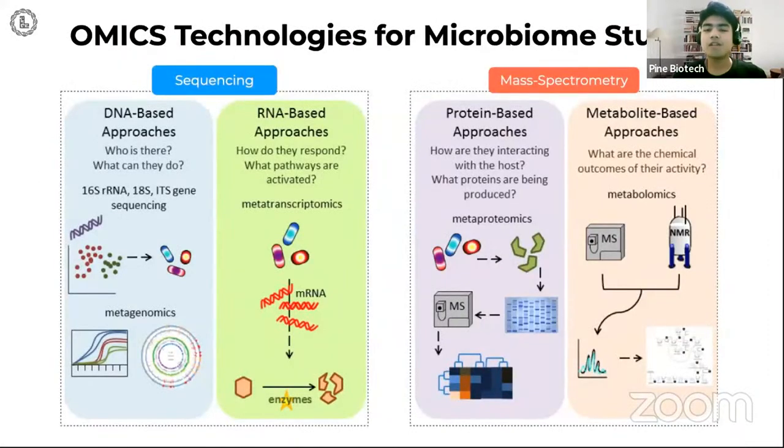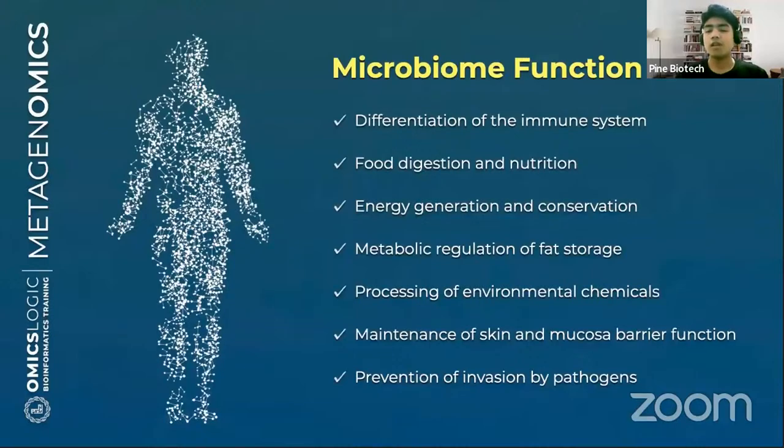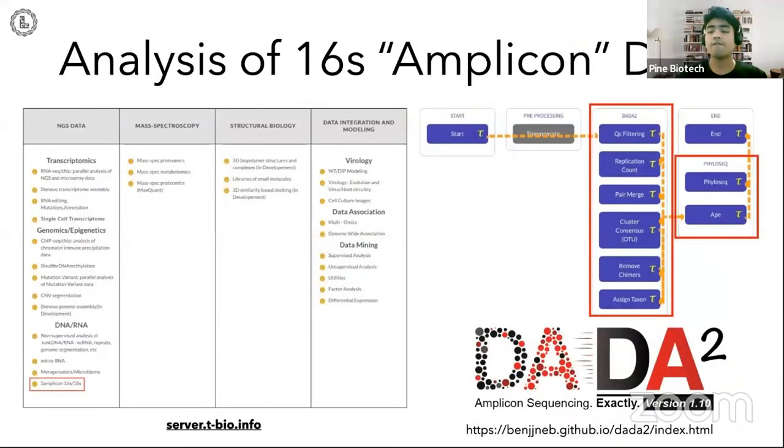In the OmicsLogic metagenomics program, you get to learn about omics technologies in microbiome studies, both from the perspective of a sequencing-based approach and also a mass spec-based approach. You also get to learn about microbiome functions, differentiation of the immune system, and food digestion and nutrition, all the way to its function in the prevention of pathogen invasion.